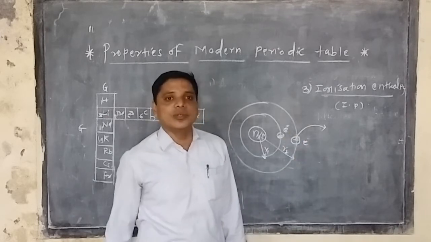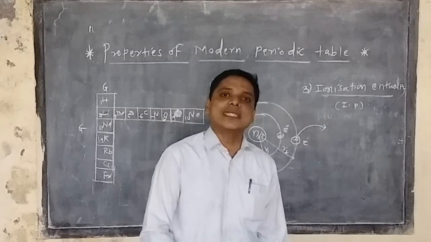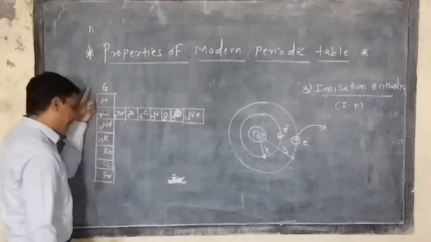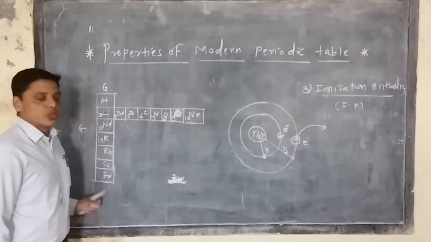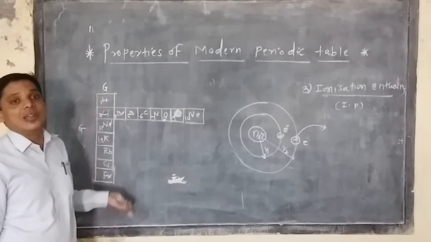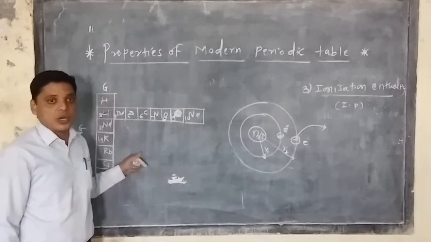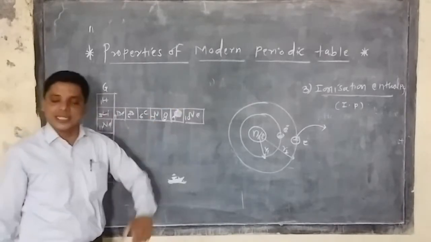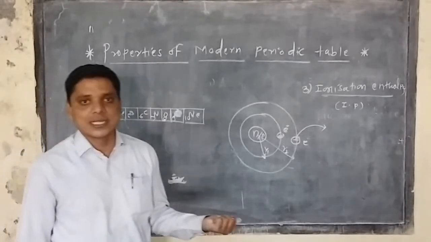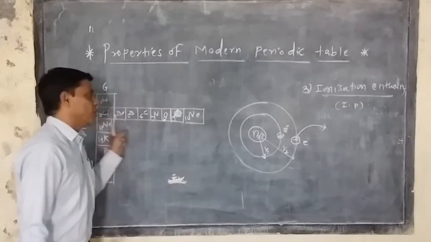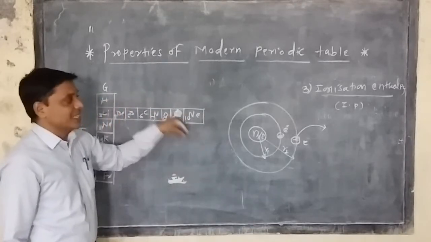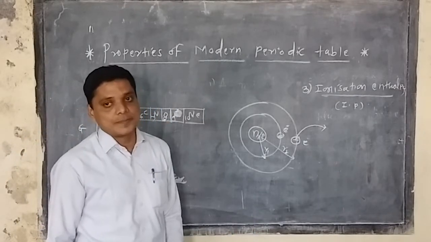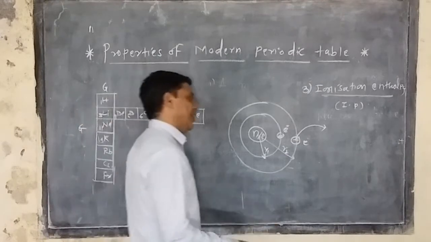Again, it depends upon these two factors, atomic size and nuclear charge. So from top to bottom, atomic size increases. So naturally, the ionization enthalpy value decreases, because as the atomic size is more, the value of ionization enthalpy is less. While from left to right, atomic size decreases, so naturally the value of this ionization enthalpy increases.